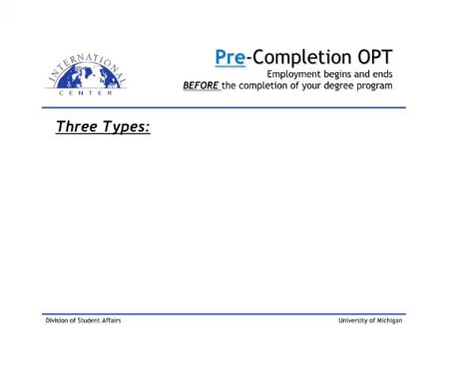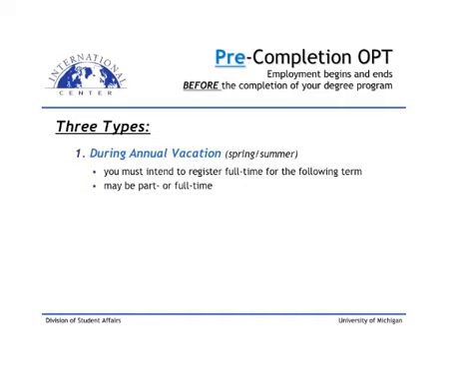There are three types of pre-completion OPT. The first is during the annual vacation, which would be during summer. In order to be eligible to be authorized for OPT for the summer, you must intend to register full-time for the following term. You may request part or full-time OPT during this period. If you request full-time OPT, there is no limit on the number of hours you can work, but you must be working at a minimum of 20 hours a week.